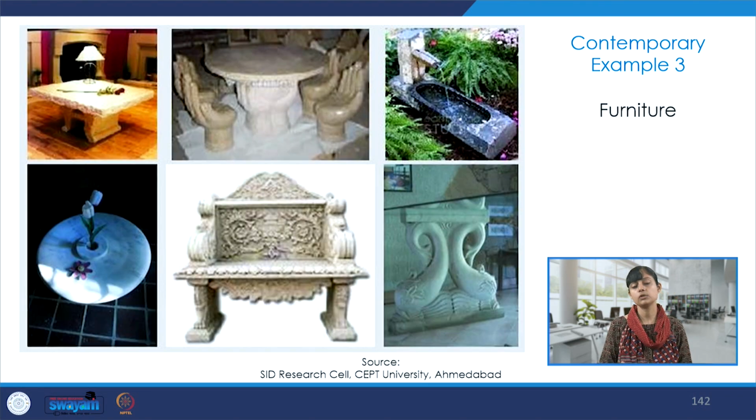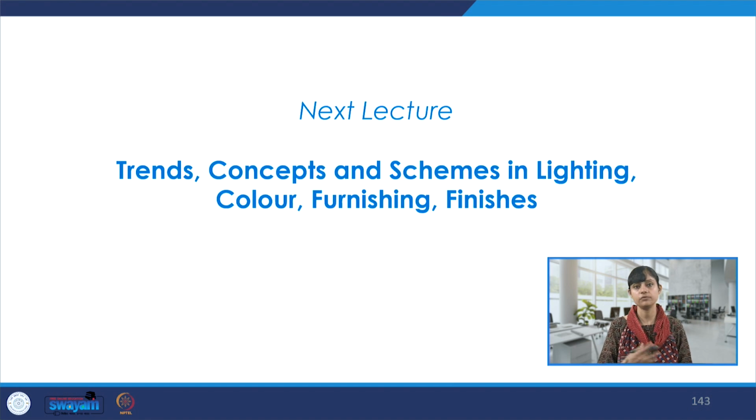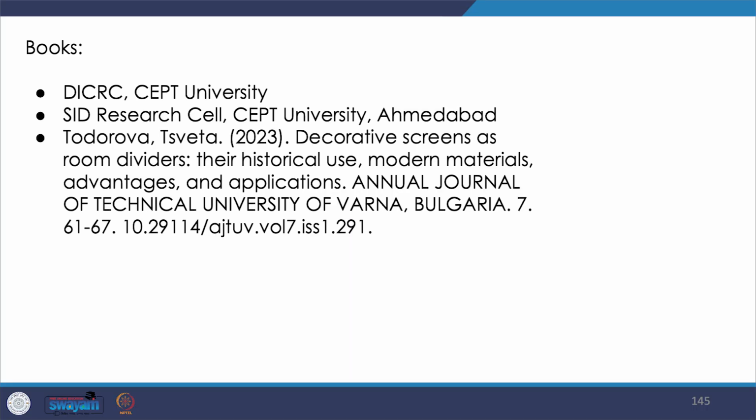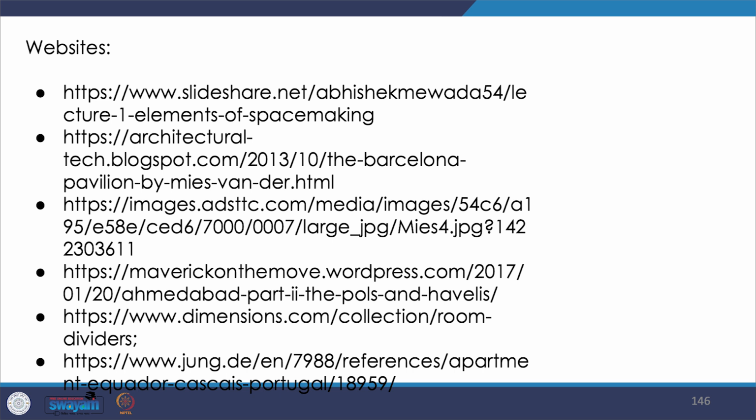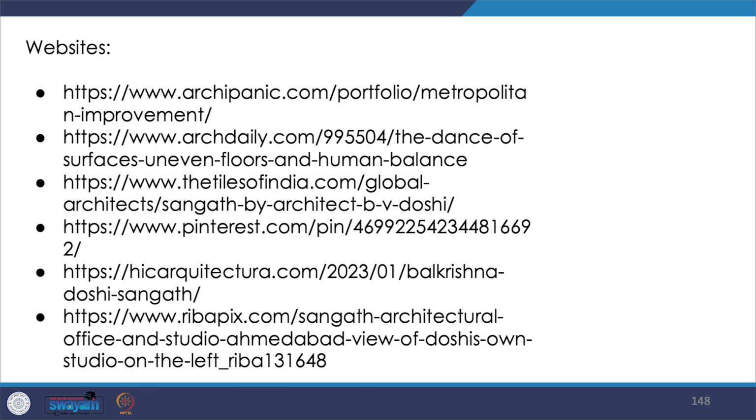Then the furniture, of course, we talked a lot about furniture and what could be the contemporary examples from furniture. So next we are going to talk about trends, concepts and schemes in lighting, color, furnishing and finishes, which are very important for interior architecture projects. Some of the references, the book that I was talking about, and some websites that you could go and look at in detail, because we have very limited time over here.